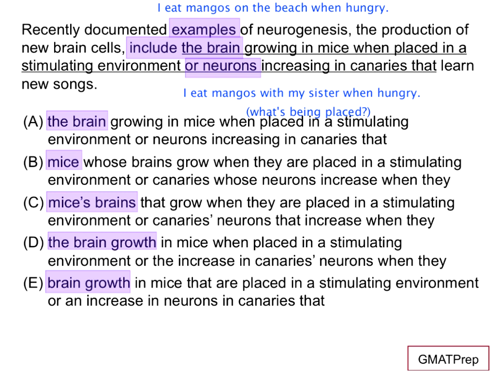Okay, so we can cross off answer choice A, and then as soon as you find any error, you do want to check the other answer choices to see whether any others repeat that same error. So go look through B, C, D, and E and tell me if there are any others that have the same error.